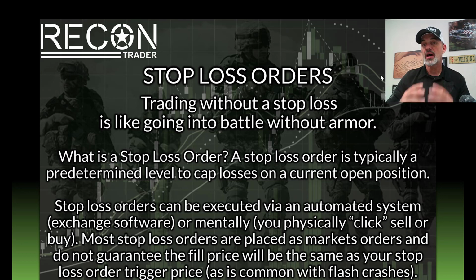So if you're new to trading, a stop loss order is typically a predetermined level to cap losses on a current open position. Stop loss orders can basically be executed via an automated system. Most exchanges today have stop loss orders that you can put once you've entered a position, or you can actually use an automated trading bot like Crypto Hopper. It has a feature that actually allows a stop loss to be set. I highly recommend, if you're new to trading, you go with some type of automated stop loss setting. The other option is manual. You're physically clicking the buy or sell order on a trade that has moved against you.